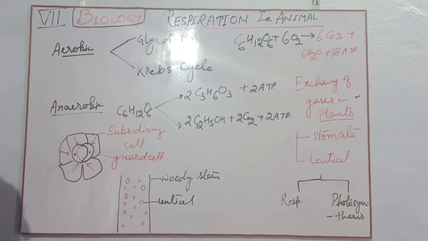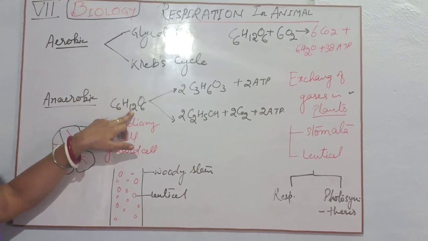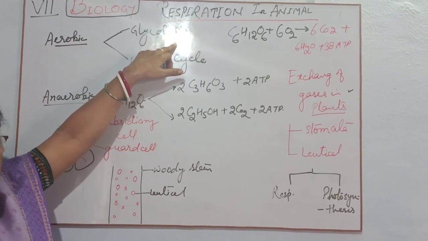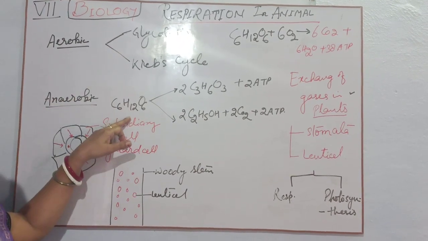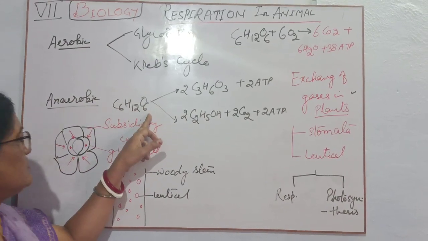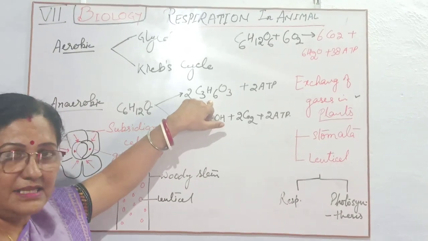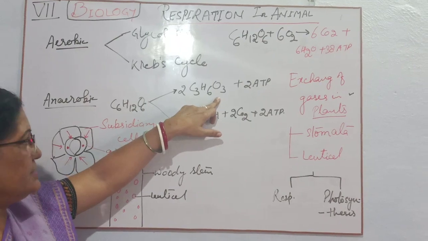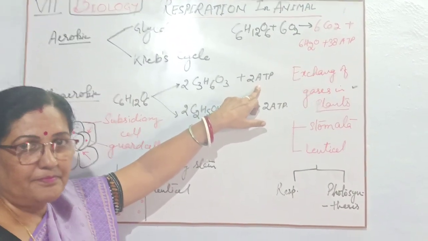Anaerobic respiration: this is the glucose molecule, C6H12O6. It occurs only in the cytoplasm, so there is only glycolysis. Glycolysis is the common factor between aerobic and anaerobic respiration. Now this glucose will be changed into lactic acid in the case of animal cells. This is the formula of lactic acid, C3H6O3, and it will release 2 molecules of ATP.